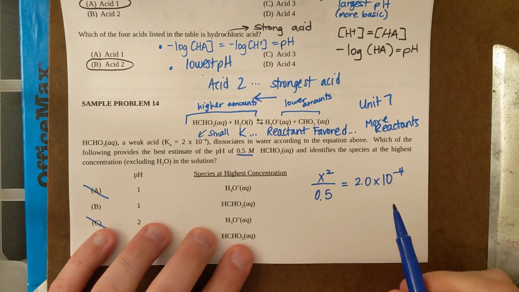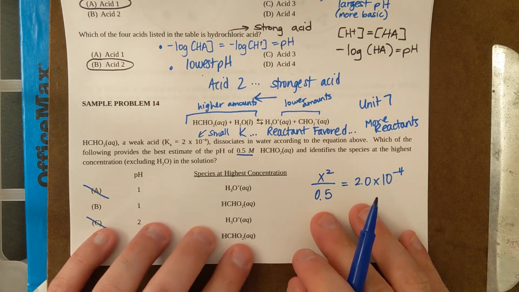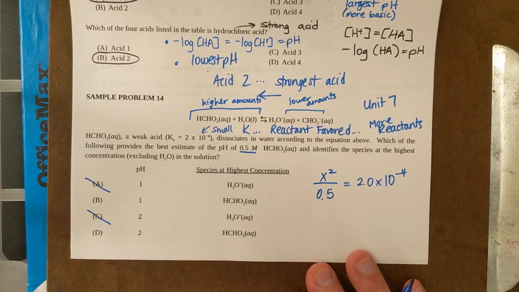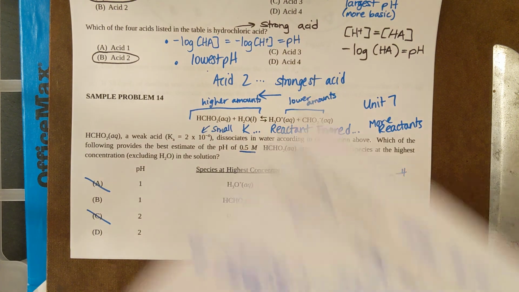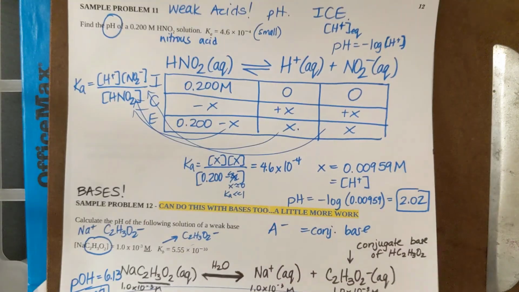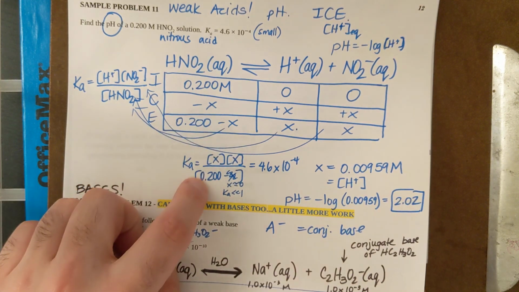How did I do all of that so quickly? Well, it's just from practice with doing ice tables. They all end up the same. Look what I did. It all ends up the same. Basically, it just ends up with x squared over your initial concentration equals Ka.